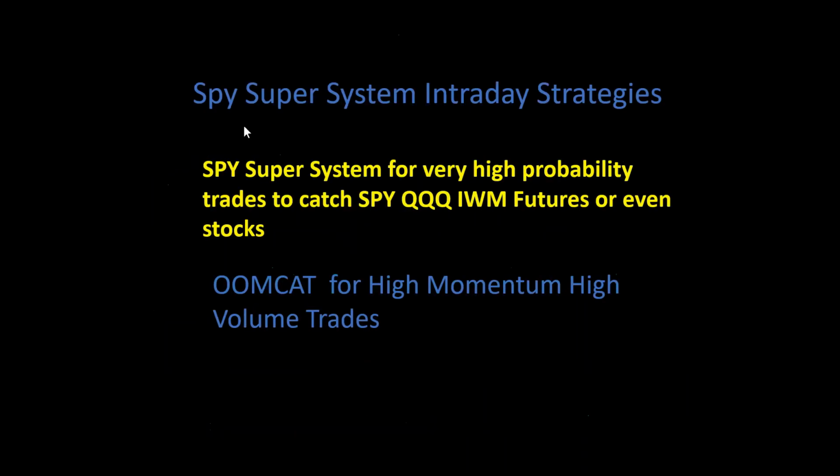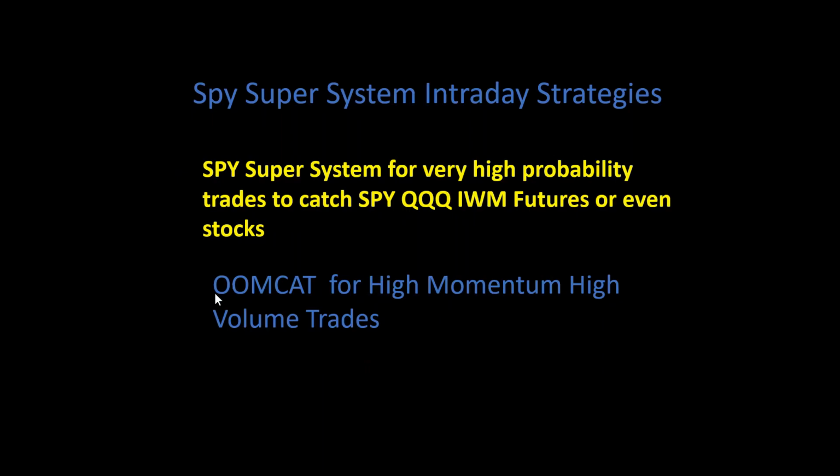Now, as far as the intraday trades, this trades off of 5-minute charts. We have two major systems that we use: SPY Super System intraday strategies. We have the SPY Super System. These are for very high probability trades to catch the SPYs, the Q, the IWM futures, or even stocks. These would be trades that you take with in the money calls, in the money puts.